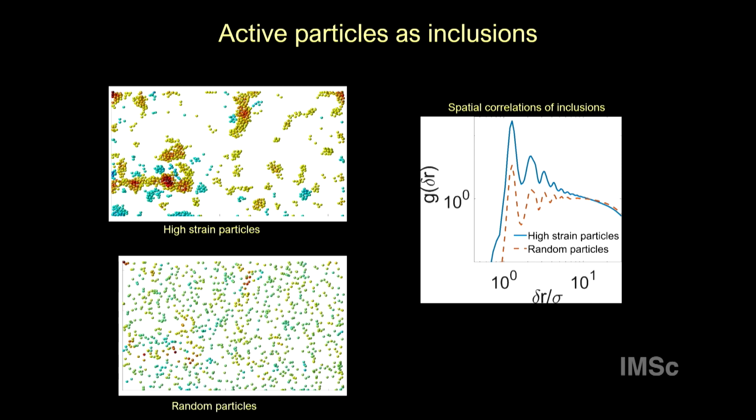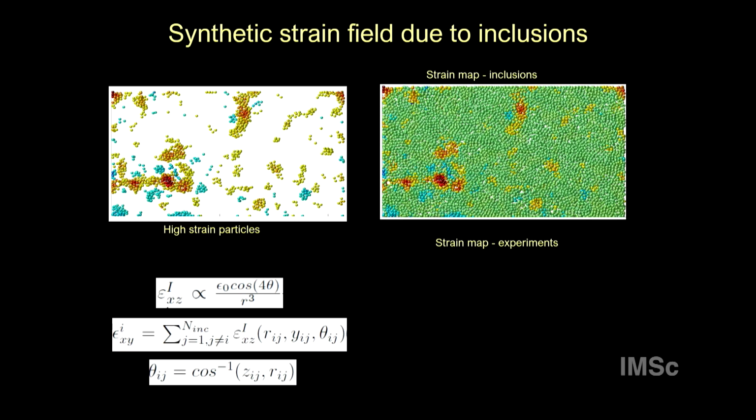And we took another case where we identify the particles randomly. We just wanted to see what is the effect of clustering versus random organization of particles. One can also look at the spatial correlations of inclusions. When you pick the high strain particles, the spatial correlations are stronger compared to the case where you pick the particles randomly.